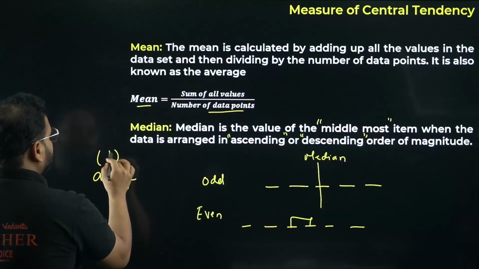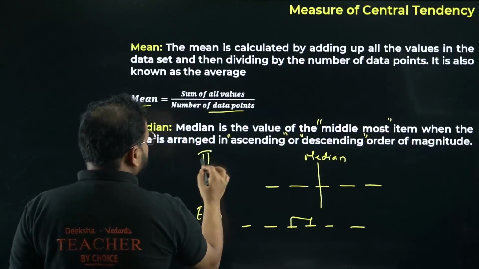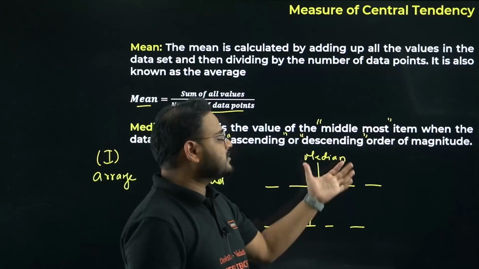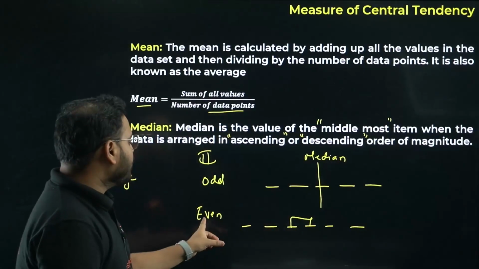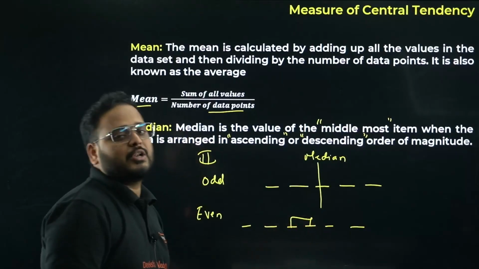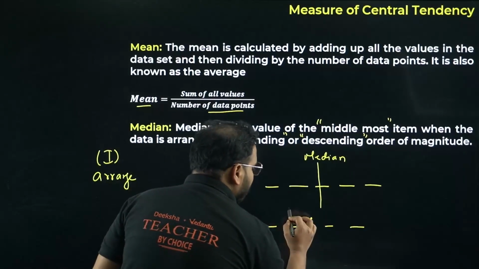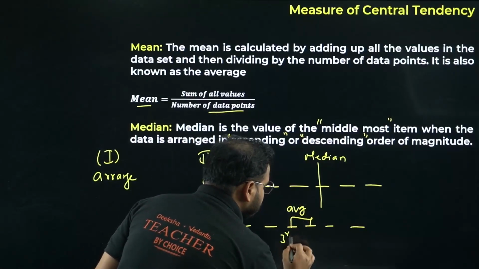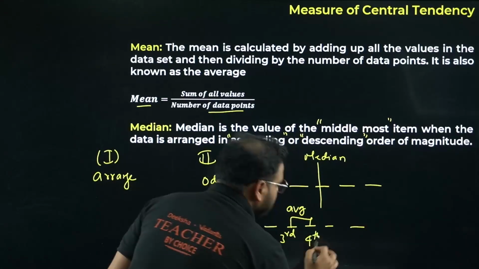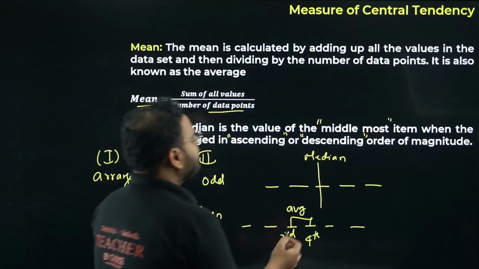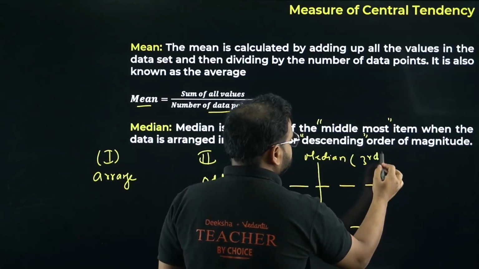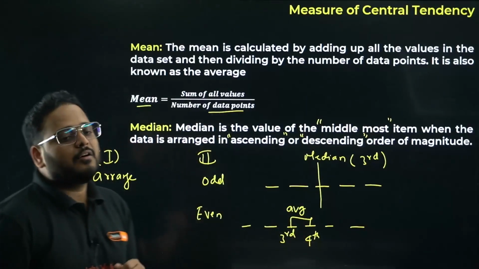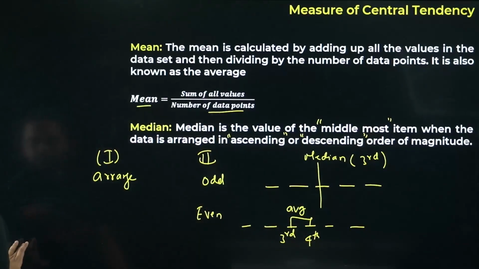This is step 1. Step 2 will be to figure out the number of data points, whether it is odd or even. For odd, simply the middlemost value is the median. But for even, you find the average of the middlemost values. Please check here. You find the average of the third and fourth terms. Over here the median itself is the third term. Third term is the median. Over here we have to find the average of the third and fourth term. I hope this is clear. Let's move on now.